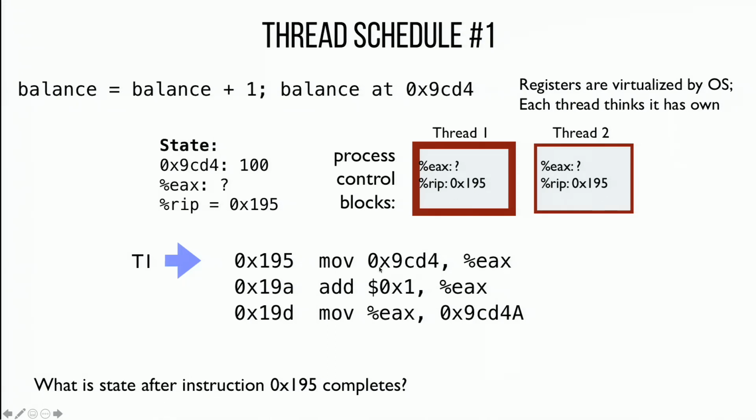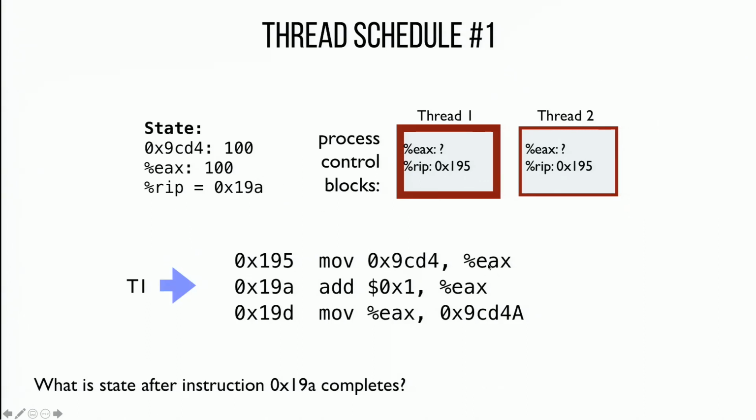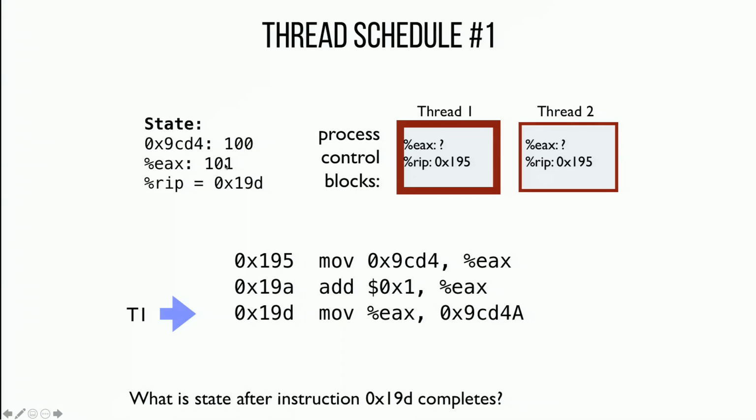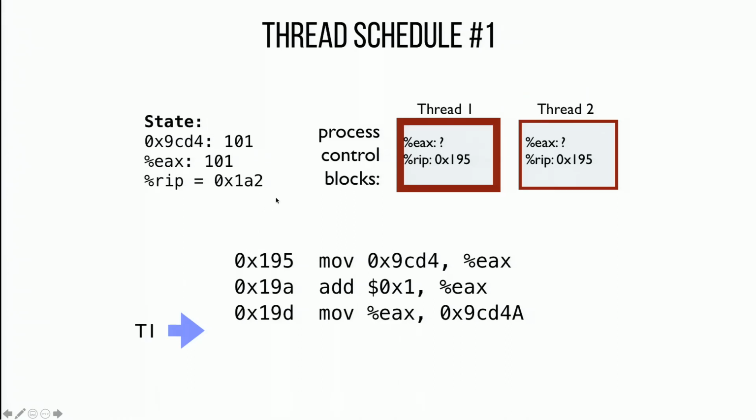Okay, so then we do a move from that variable into EAX. So what's that going to do? We have a value of 100 now in the EAX register, and we advance our instruction pointer to point to the next instruction. Then we call add, and we add 1 to EAX. Then we're at the next instruction, and we move what's in EAX back to memory. And so we have 101 back there. So that's the straightforward case that we hope always works, right?